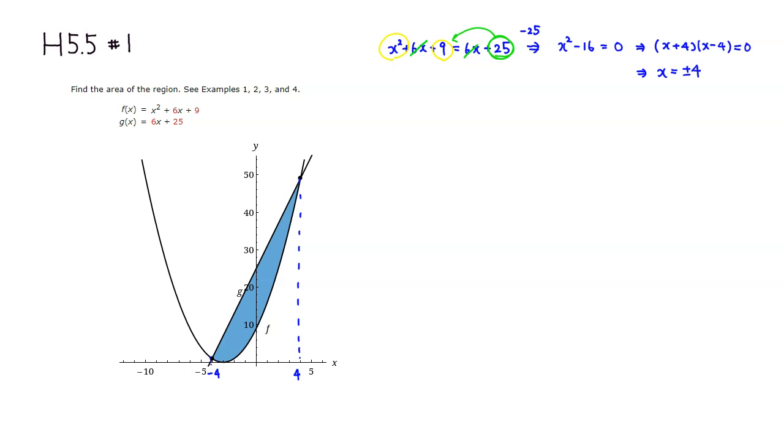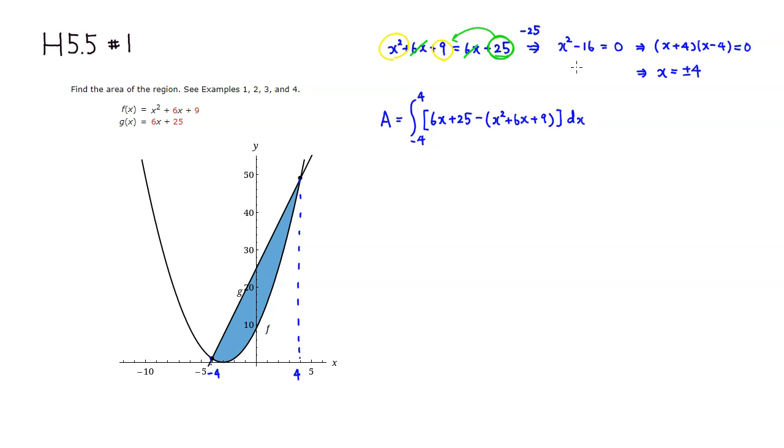So the area is going to be an integral starting from -4 and ending at +4. The top one is this straight line, so in this case g is the top guy. You have 6x plus 25, and we're going to subtract the bottom guy, which is the parabola, so x squared plus 6x plus 9, and integrate that with respect to x.